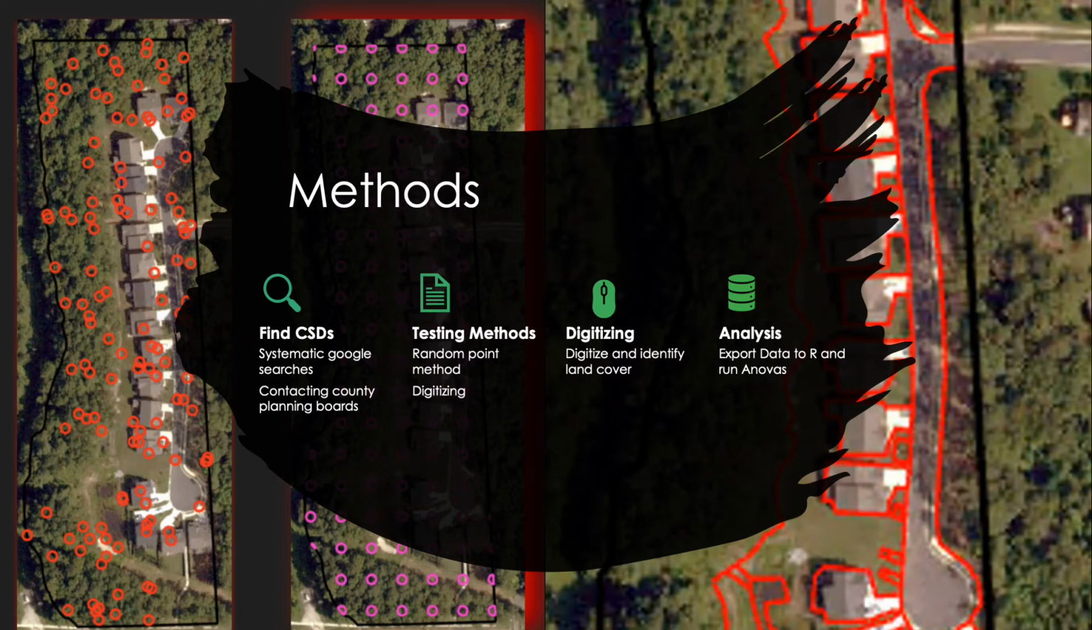Once we'd found those subdivisions, we had to test which method was most viable, our random point method or actually digitizing all the land cover. We looked at 2 different conservation subdivisions for this, and the random points covered either 2, 5, or 10% of the land cover. They were also tested with 10-foot or 20-foot buffers, and we also used a 20 by 20 fishnet method. For digitizing, we had to digitize and identify all of the land cover, and then finally analysis, which involves simple analysis in Excel as well as exporting the data to R to run some ANOVAs.